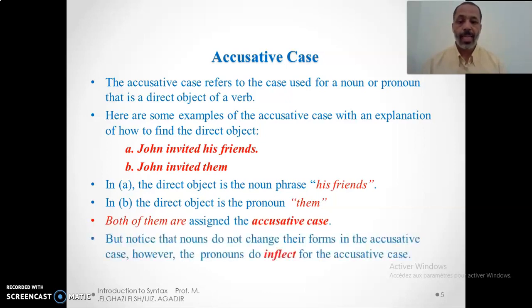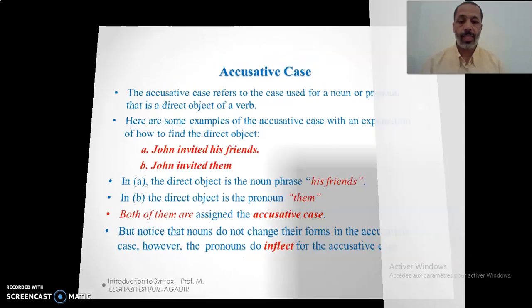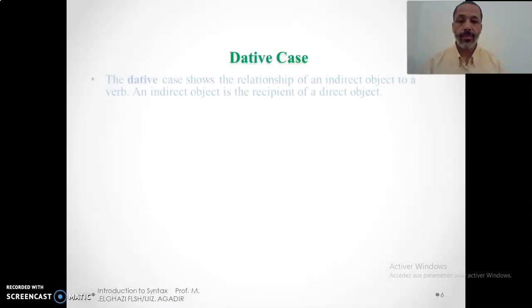But notice that nouns do not change their forms in the accusative case. However, the pronouns do inflect for the accusative case. So you have them, which is an object pronoun. It is derived from they, which is a subject pronoun.